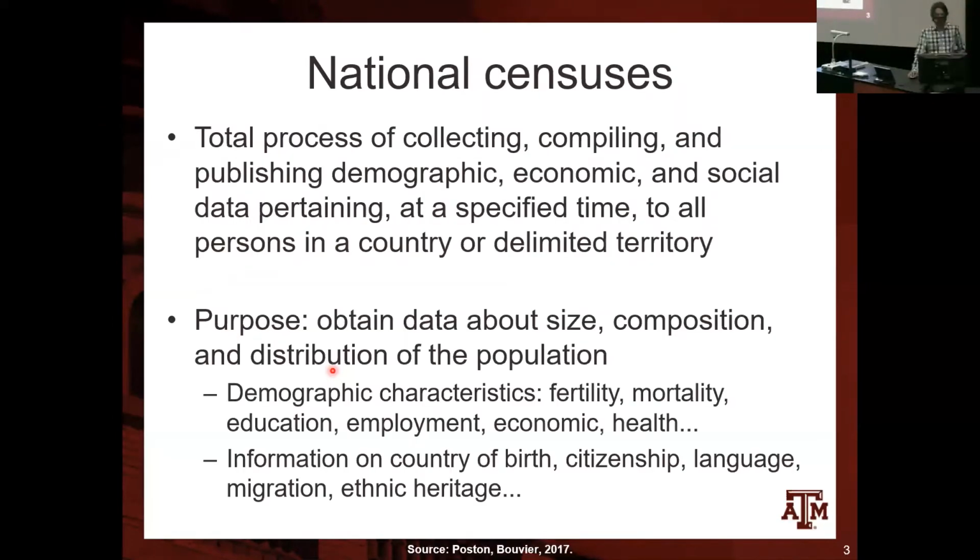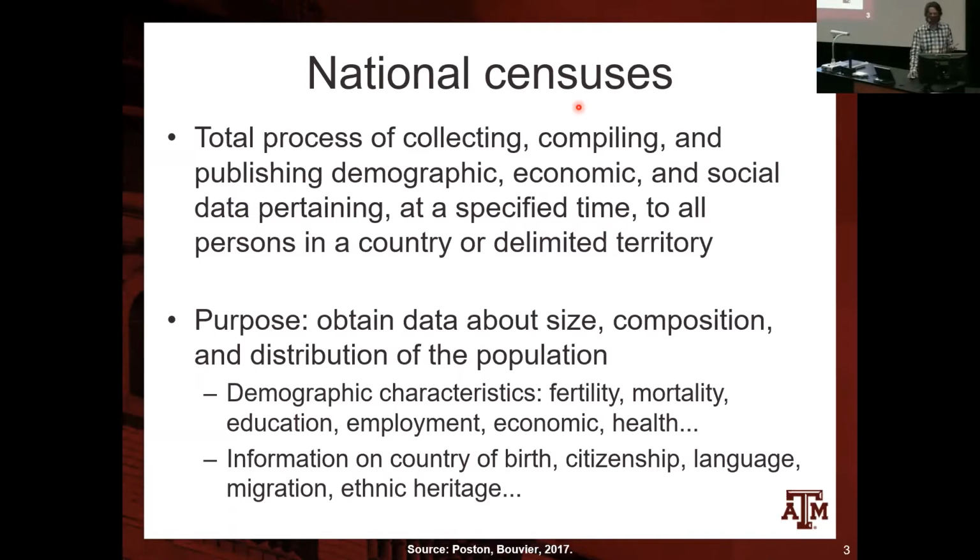So the national census is pretty much the collection of data about the whole population. It's the total process of collecting, compiling, and publishing demographic, economic, and social data pertaining at a specific time to all persons in a country or in a specific territory. Whenever we use the word census, that means that we are getting information about the whole population. Technically, our ultimate goal is to get information about 100% of the people living in a specific country at a specific time.